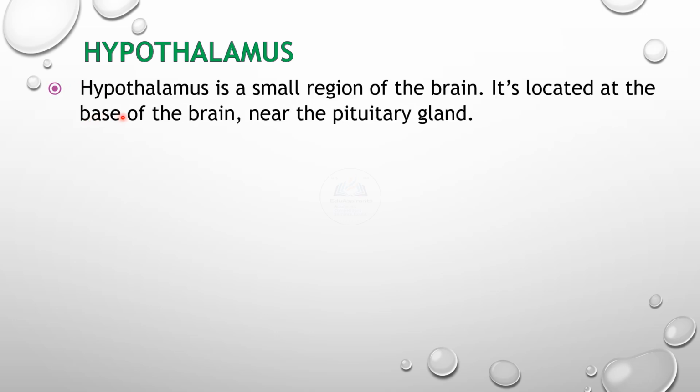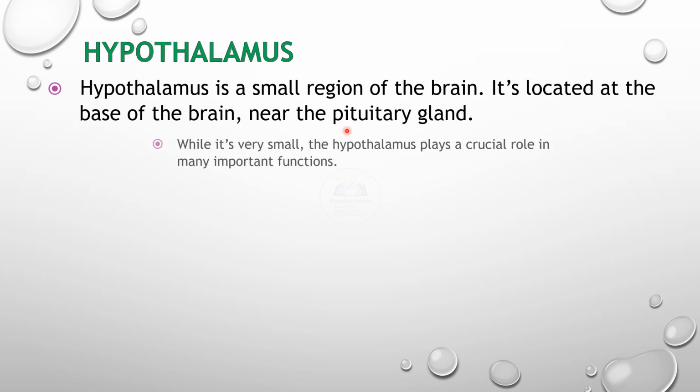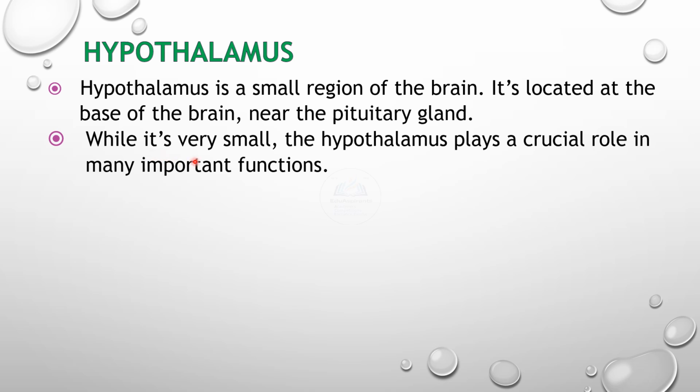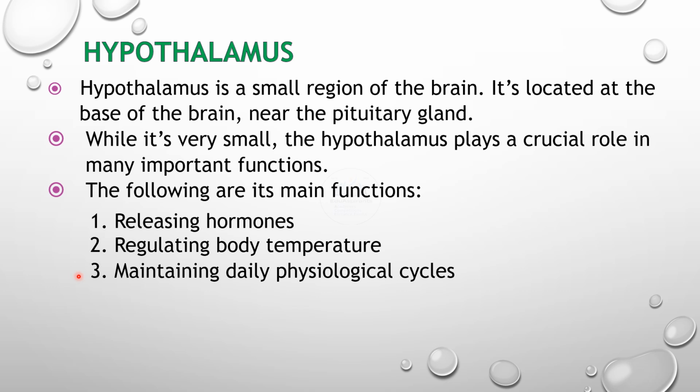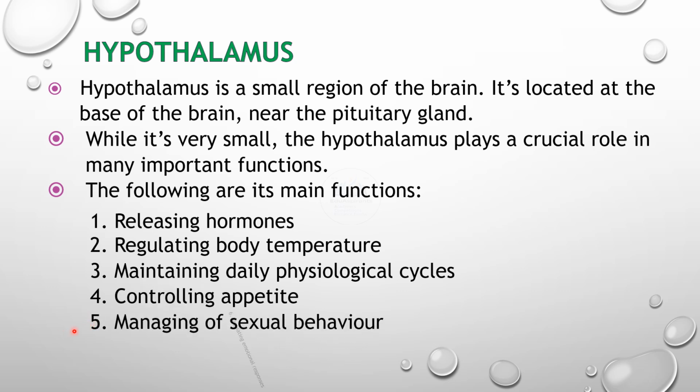Hypothalamus. Hypothalamus is a small region of the brain. It is located at the base of the brain near the pituitary gland. While it is very small, the hypothalamus plays a crucial role in many important functions. The following are its main functions. First is releasing hormones, regulating body temperature, maintaining daily physiological cycles, controlling appetite, managing sexual behavior, and regulating emotional responses.